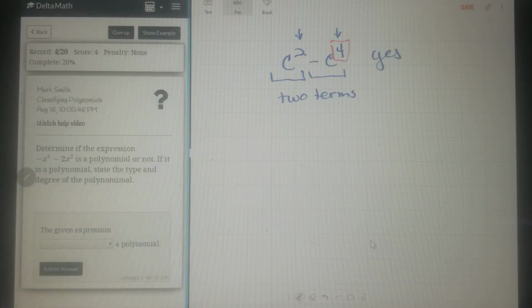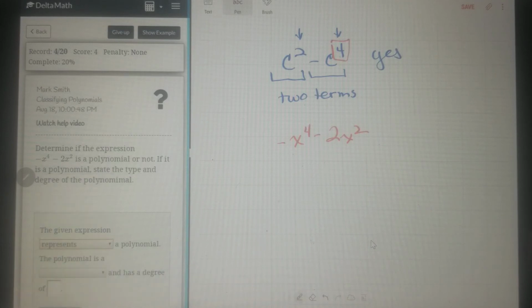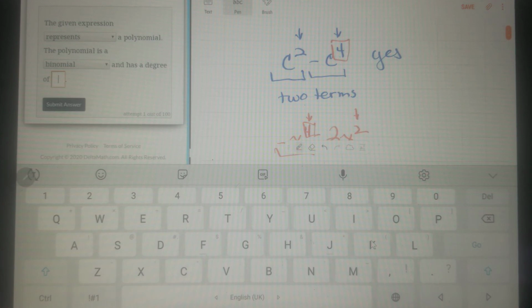Okay, let's do another problem. This one really isn't any more difficult than the last one. x to the 4th minus 2x squared. It's definitely a polynomial, because these are whole numbers. It has 2 terms, and the highest degree is 4. It has all the same answers as our last problem. It's a binomial, and it has a degree of 4.